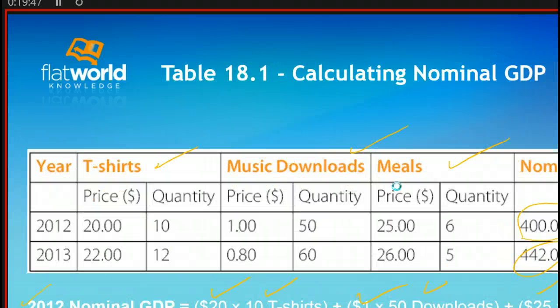And if you notice, the price of t-shirts from 2012 to 2013 went up. Price from 2012 to 2013 for music downloads went down. Price from 2012 to 2013 for meals went up. So overall, it looks like the price level had gone up in the economy if I look at all 3 goods together.